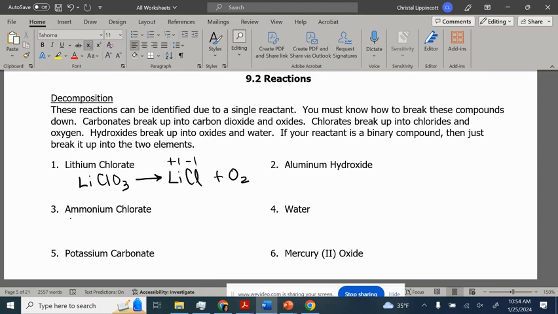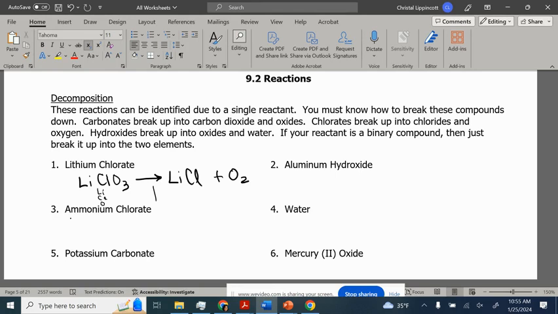So again, I'm not going to write down O3. This isn't forming ozone. It's forming oxygen. After you get your subscripts taken care of and all of your formulas balanced, then you've got to go back and balance your equation. So we're going to go back. I'm going to look here. I'm going to do my inventory, Li, Cl, O.